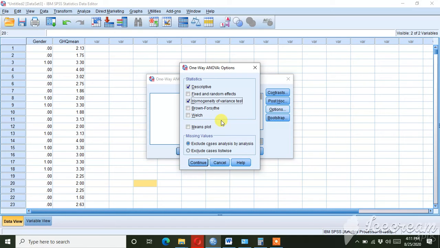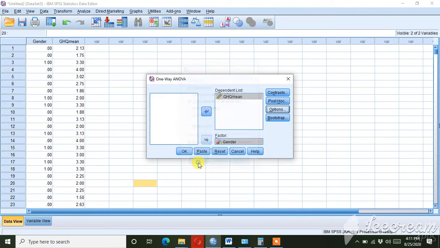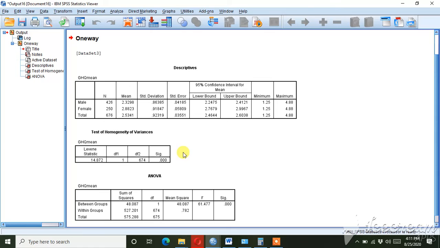There are some other options, but if you don't need these options, you don't need to click them, because those who are not good in statistics might get confused. So here I just need these two types of information, that is the descriptive statistics and the test of homogeneity. So after clicking this, I click on the continue, and then I click on the OK.